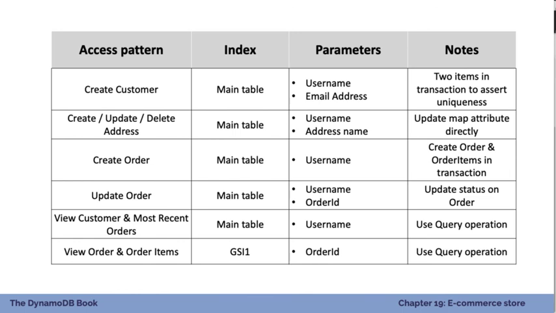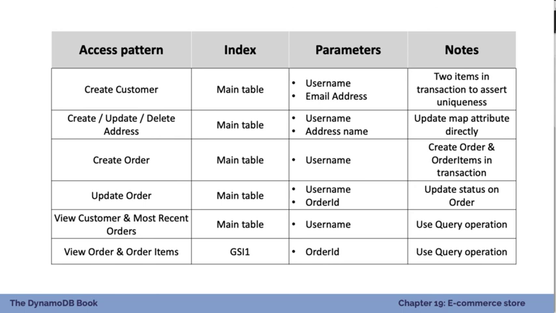Finally, we've got a couple read-based patterns. We have view customer and most recent orders. That's going to happen on our main table. We're going to use that query operation and use that username to find that customer partition, find that customer item, but also the order items for that customer. Finally, that last access pattern we have is another type of join operation. We're viewing the order and all the order items. This one is where we need to go to that secondary index, that GSI1. We'll use that order ID parameter and use the query operation to fetch the order and the order items, and return those all in one request.